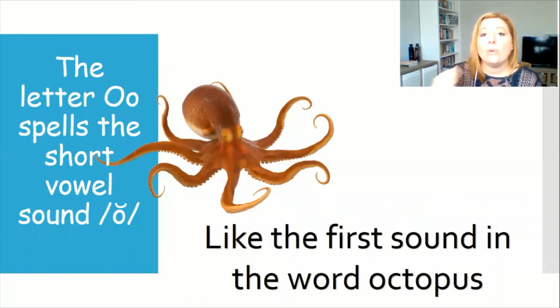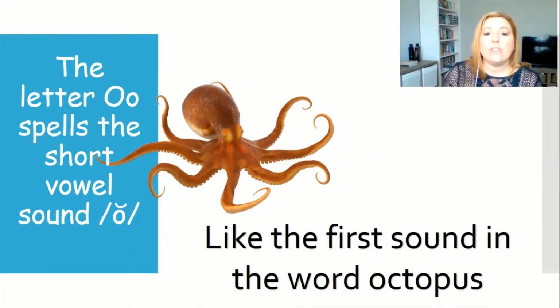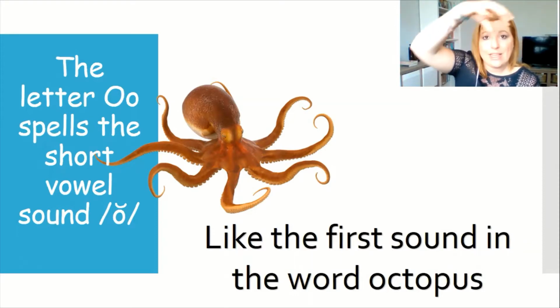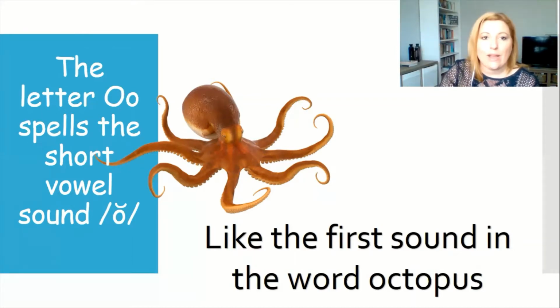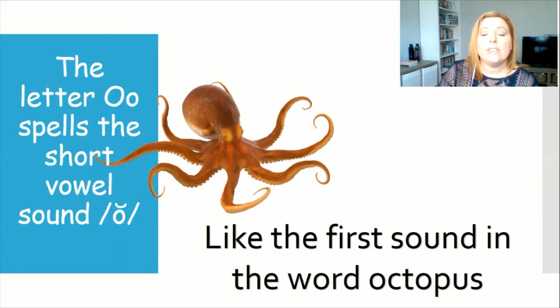The letter O spells the short vowel sound ah, like the first sound in the word octopus. So pretend your hand is an octopus and your fingers are its tentacles. And as you say the sound, wiggle your tentacles around. You ready? The letter O spells the short vowel sound ah, like the first sound in the word octopus.